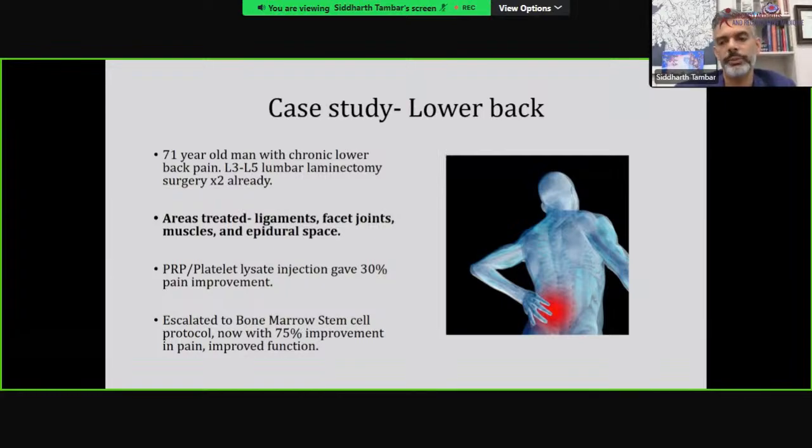the muscles around the spine, and even the facet joints that connect to different levels of the spine. His initial treatment gave him about a 30% degree of pain relief. He wanted to do better. We ended up escalating to using his own bone marrow stem cells, a stronger cell line, same target areas. He's now 75% better and doing even better.